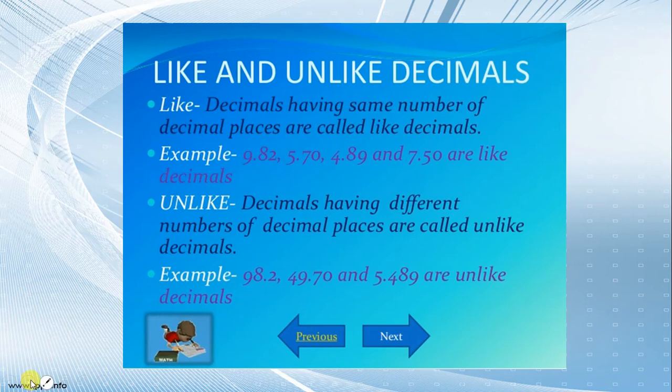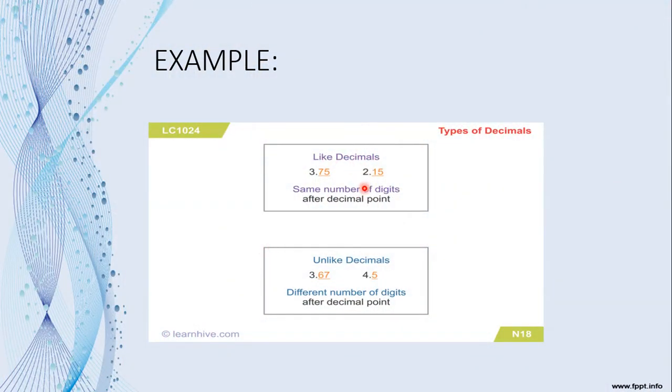Clear? Very easy concept. Now one more example of like and unlike. Same number of digits after the decimal point. You can see here, after the decimal point, we have 2 digits, 7 and 5, and 1 and 5. So they are 2 in counting. That's why they are like decimals. And here, unlike. Why is it so? Because in 3.67 and 4.5, after the decimal I have 2 digits here and only 1 here. So this way they are unlike decimals.